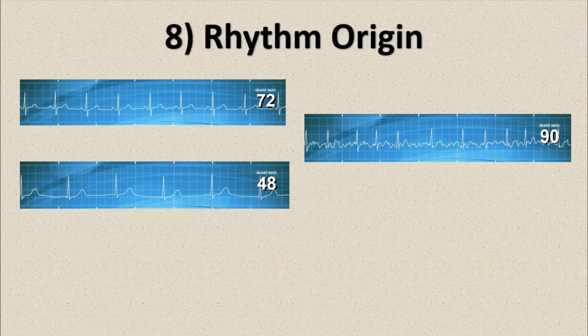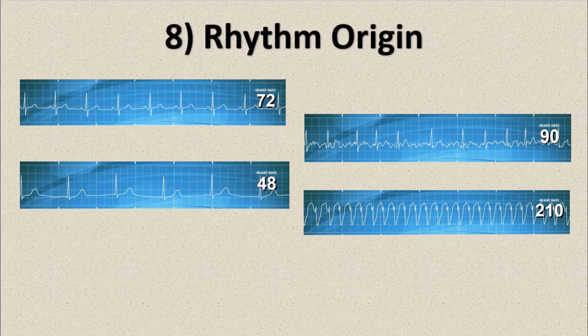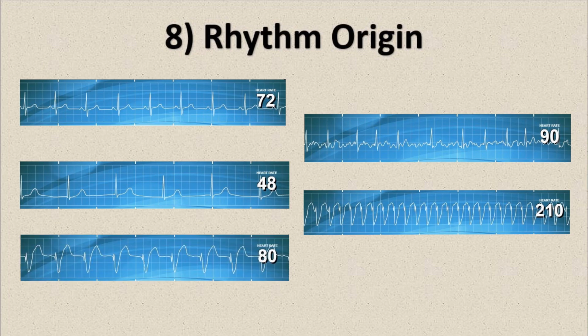A junctional rhythm will have a flat or inverted P wave before the normal QRS segment. A ventricular rhythm may have a wide and strange looking QRS segment and no P waves. Finally, a paced rhythm can be identified by pacer spikes before the QRS complexes.